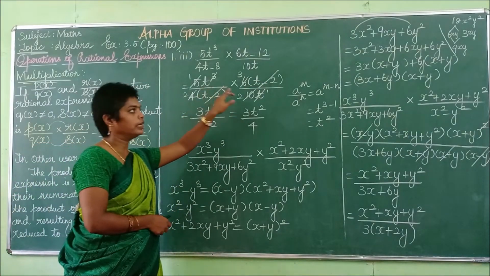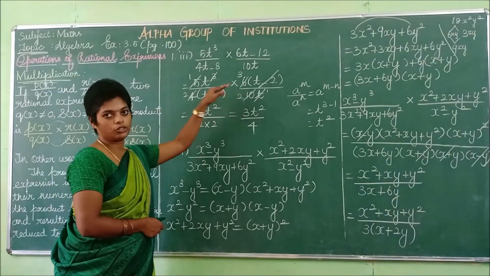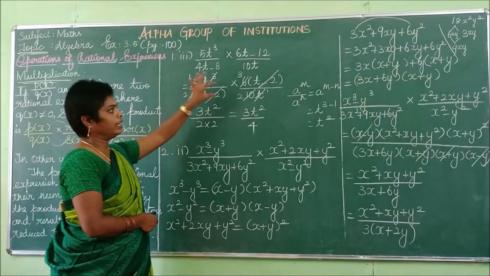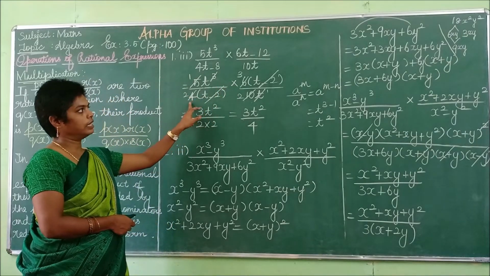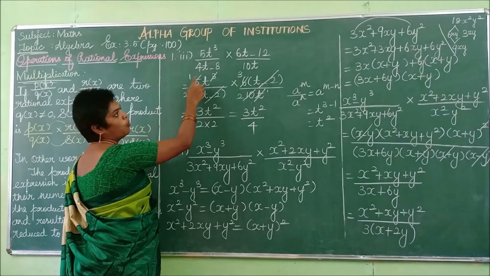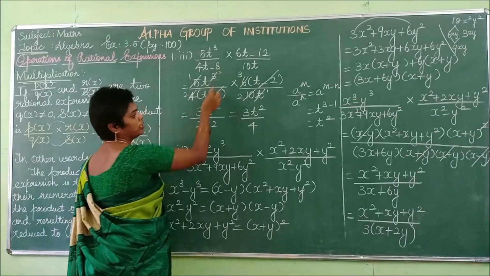First you have to cancel the t term using this formula. Then t minus 2, t minus 2 both are the same. Then in the 5 table you can cancel this 5 and 10. In the 2 table you can cancel this 6 and 4. What are the remaining terms? 1 into 3 is 3. Then the remaining term here is squared.